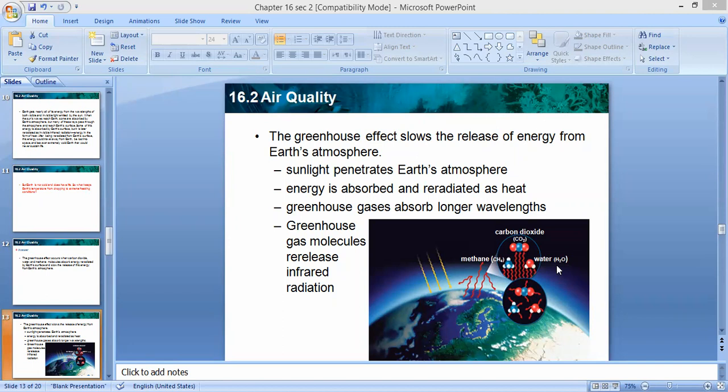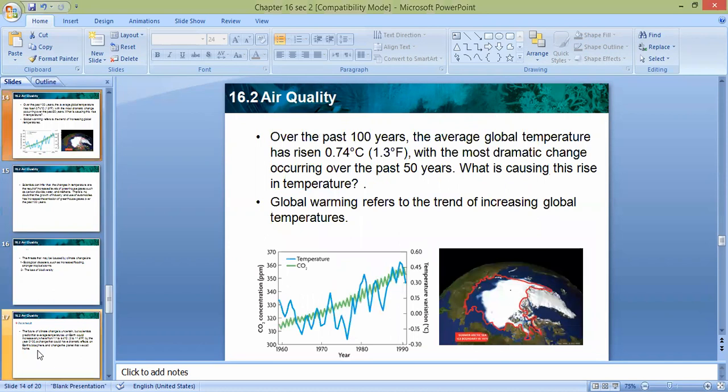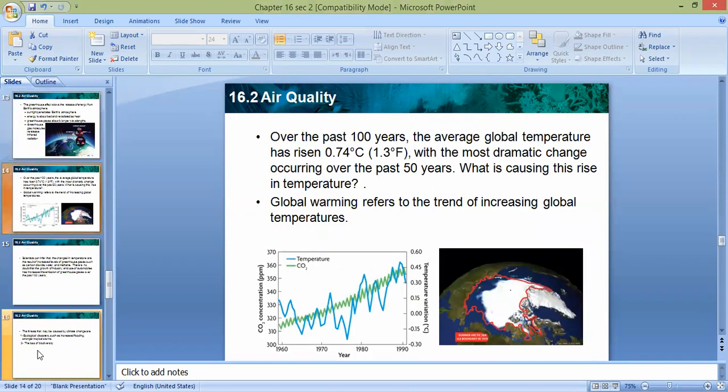So, the greenhouse effect. If you look here at this figure, how does it happen? Sunlight penetrates Earth's atmosphere, energy is absorbed and re-radiated, meaning absorbed and then reflected back as heat. Greenhouse gases absorb longer wavelengths and release infrared radiation. They take these longer wavelengths and the infrared radiation is released back. These longer wavelengths will keep the Earth warm. Okay, guys, is it clear now? This is how the Earth stays warm.